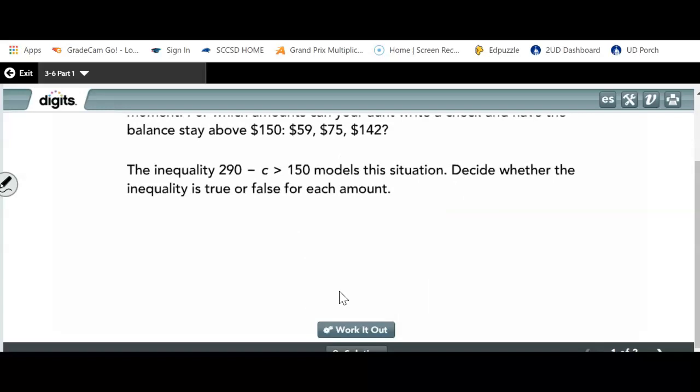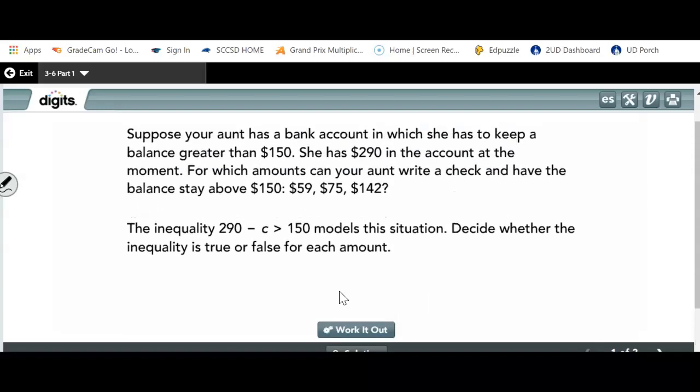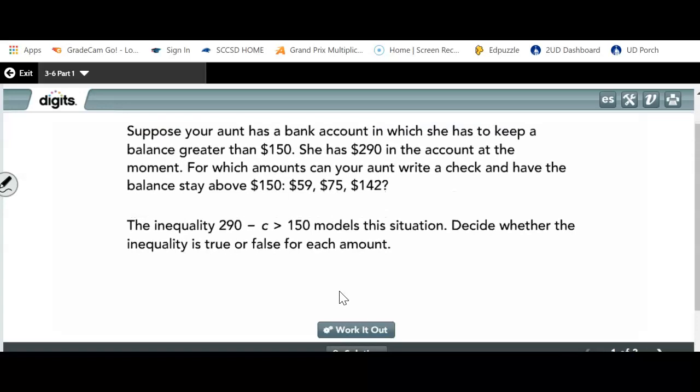Bank account or the ATM machine just took her and then spit her back out.